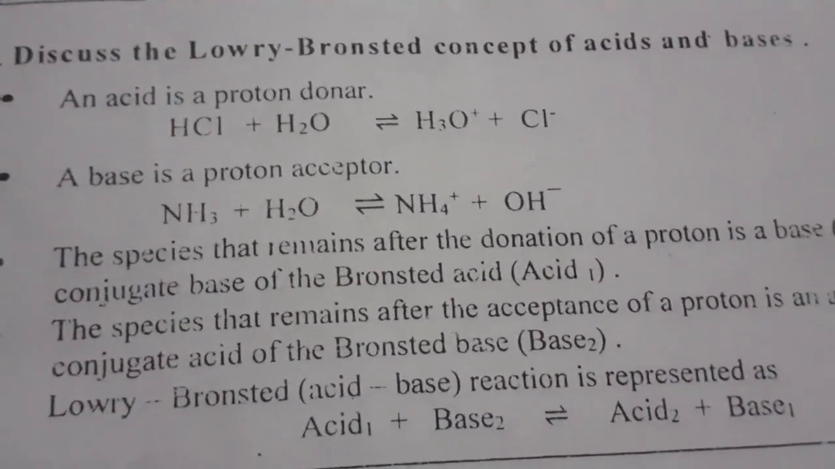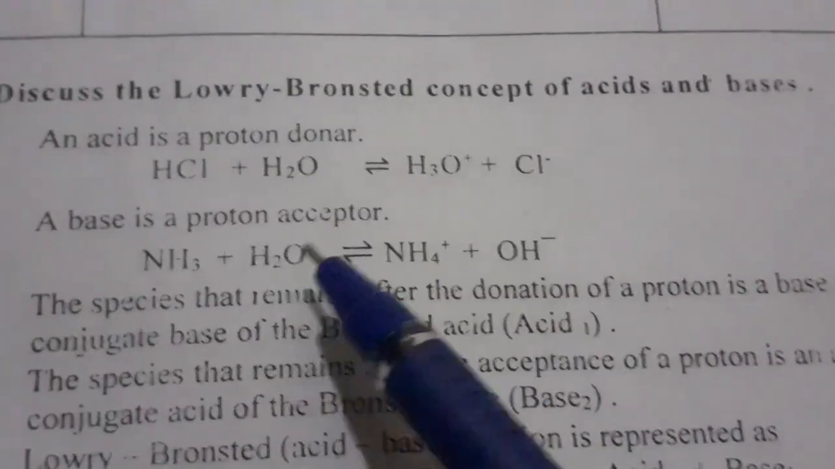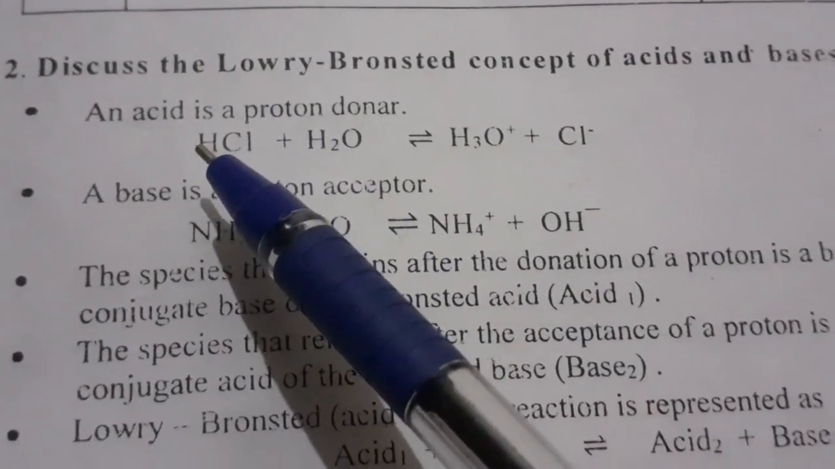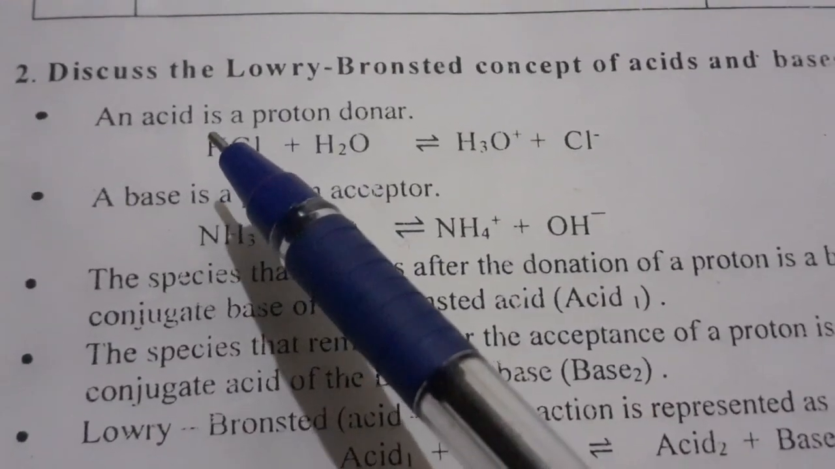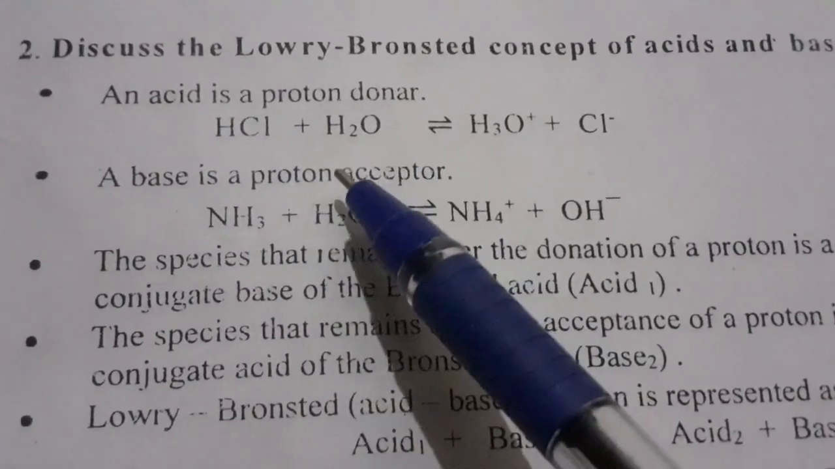Students, discuss the Lowry-Bronsted concept of acid and base. This is a question from lesson 8, second question. Acid, what do you mean by acid? An acid is a proton donor.